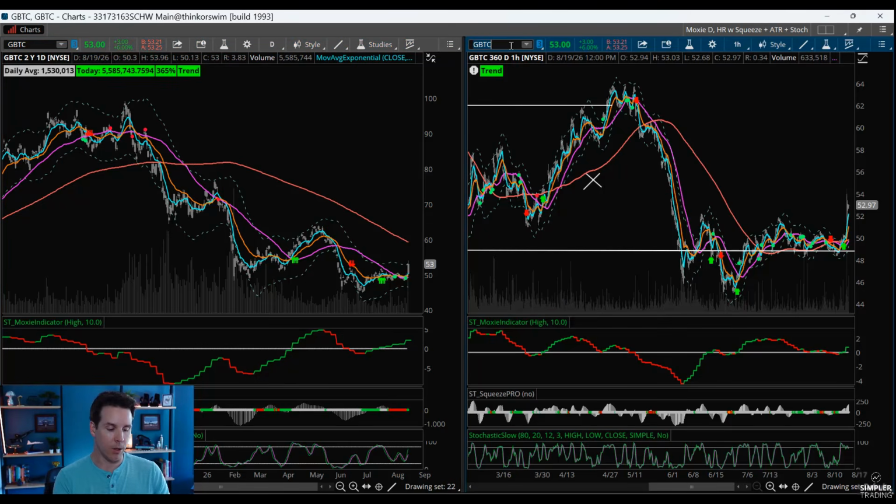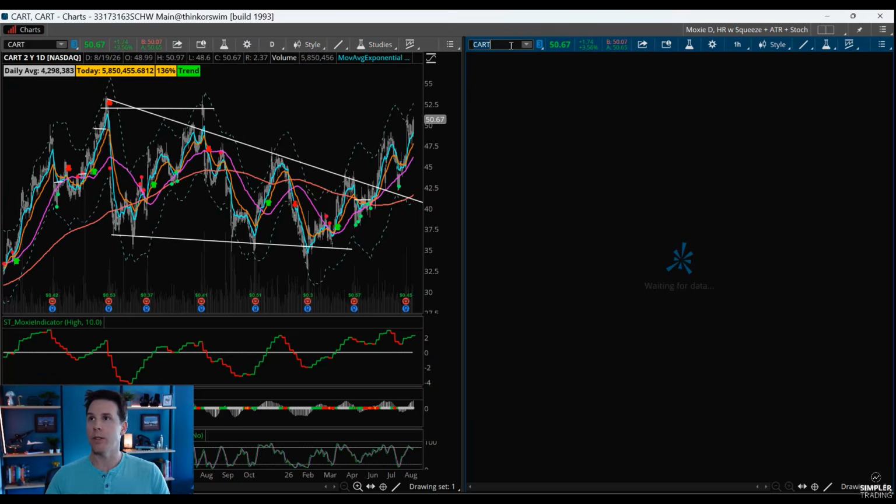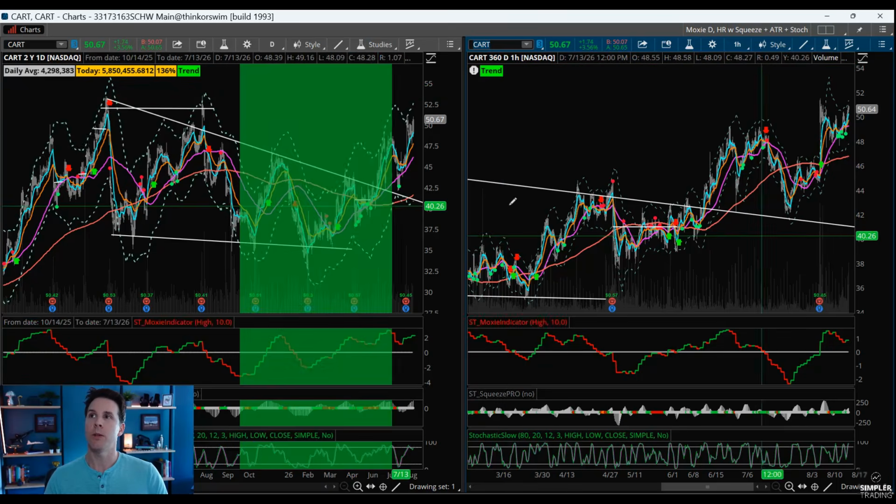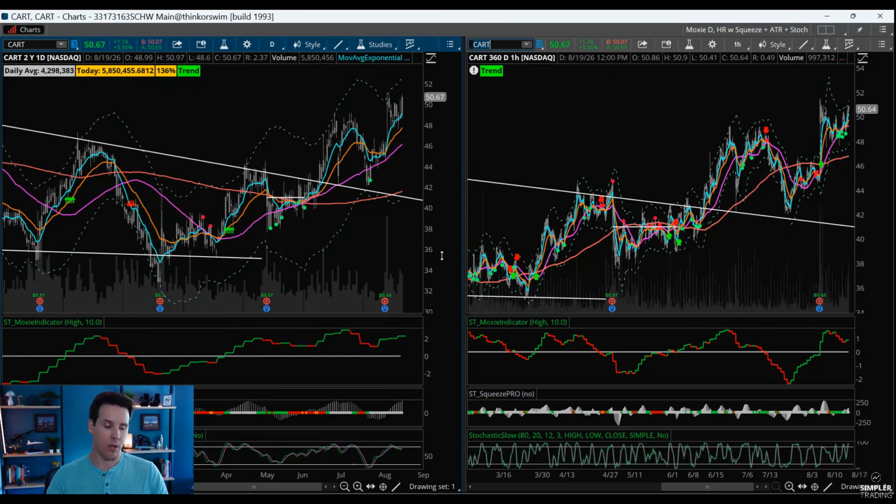And then another one that we could look at, this is Cart, the Instacart. I thought this was pretty good, mostly because if we look here on the daily chart, we can see, once again, we finally broke over the daily 50, but notice how it held the daily 50. So we are starting to see a trend on something like this and a trend change. And you can take this same concept and apply it to different time frames.